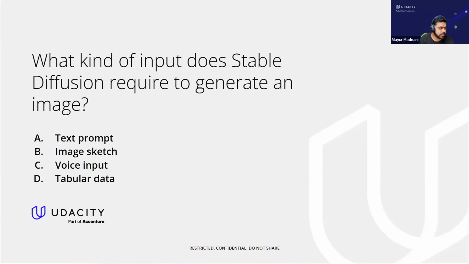All right. So maybe let's continue. So the answer here would be text prompt. You would give a text prompt and generate your image. That's how Stable Diffusion worked. And we looked at a few demos already.